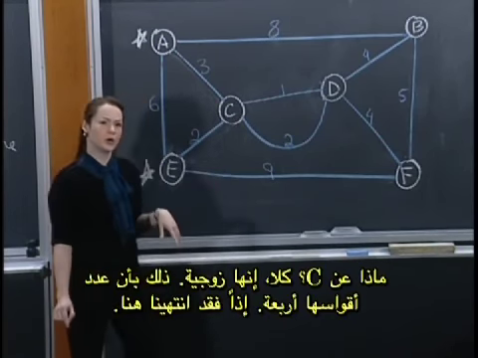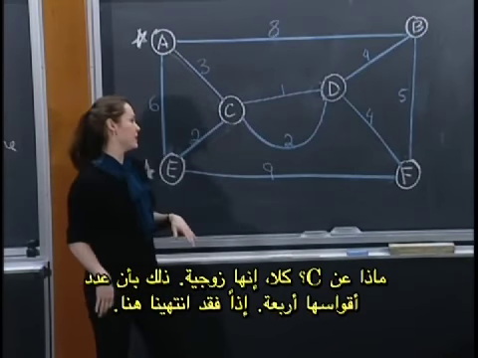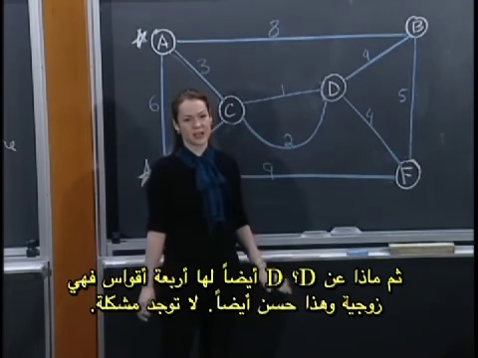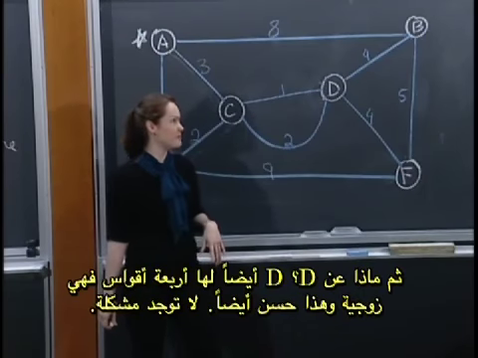C? No. That's an even degree node. It has 4 arcs, so we're all set there. What about D? That has also 4 arcs attached to it. So yet again, even degree, all set, no problem.